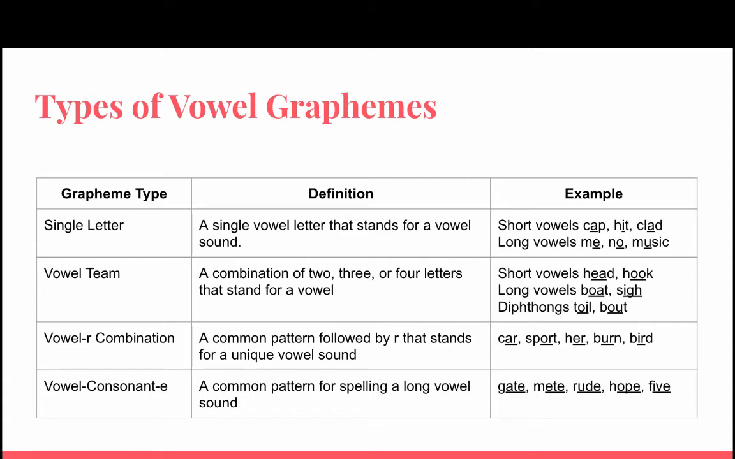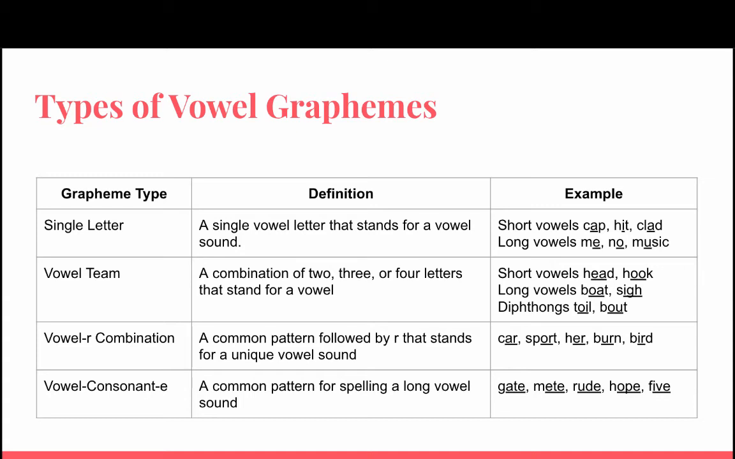Here is the list of vowel graphemes. We have single letters, where the single vowel letter stands for a vowel sound. So in our short vowels, we have cap, hit, and clad, where we have the a, i, and a represented by a and i. We also have this in long vowels with me, or no, or music.